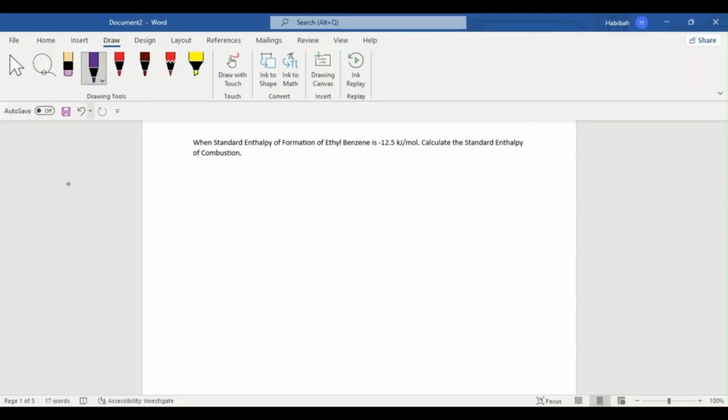So we have this here equals 8 times the standard enthalpy of formation of CO2 gas, plus 5 times the standard enthalpy of formation of H2O liquid. Why am I saying H2O gas? H2O liquid. So I'm just showing you what we're doing here.